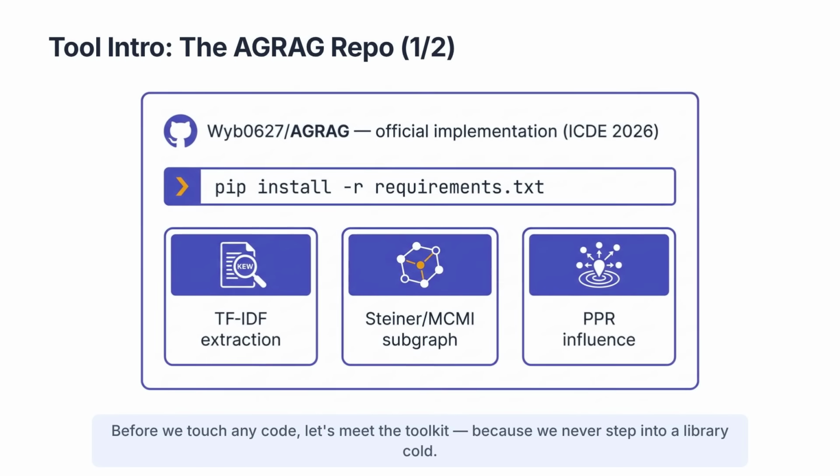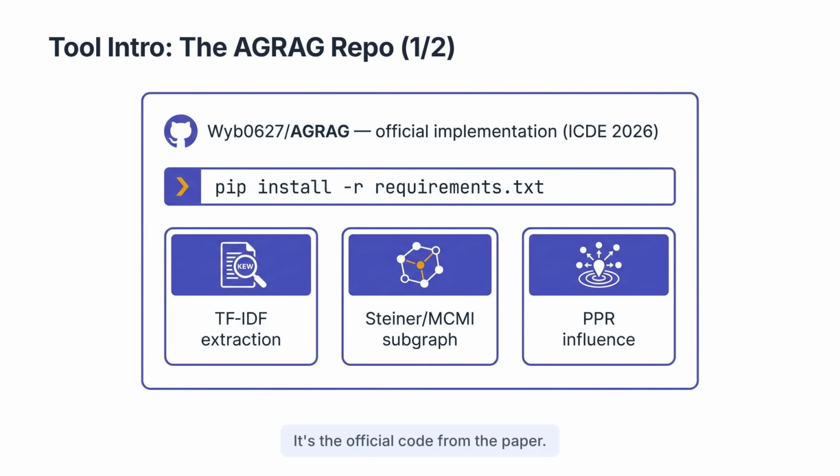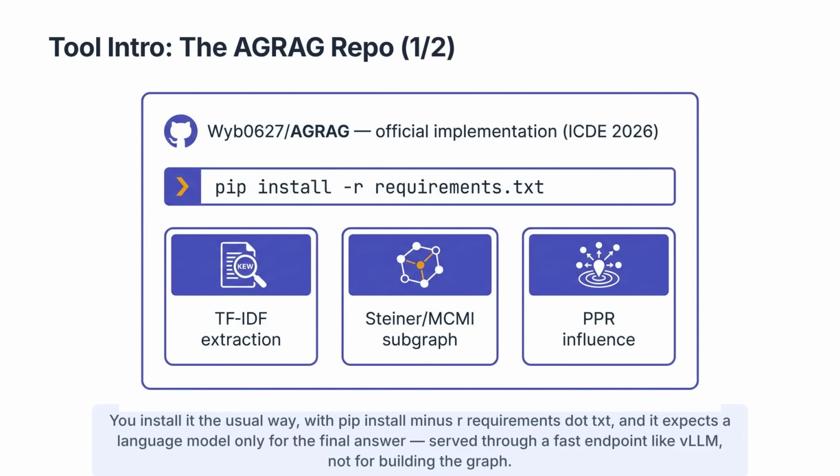Before we touch any code, let's meet the toolkit, because we never step into a library cold. The reference implementation lives at the GitHub repo wib0627/agrag. It's the official code from the paper. You install it the usual way with pip install -r requirements.txt, and it expects a language model only for the final answer, served through a fast endpoint like vLLM, not for building the graph.